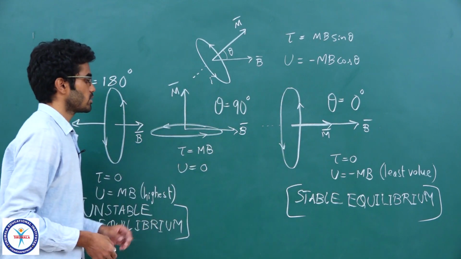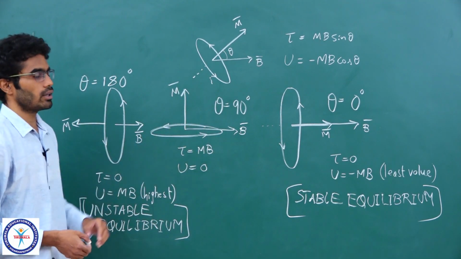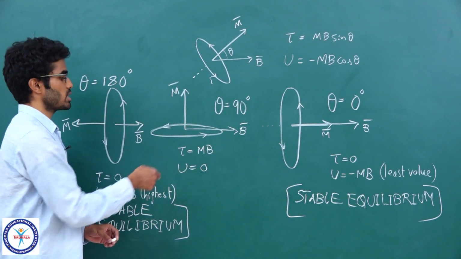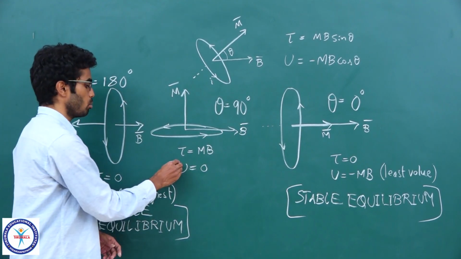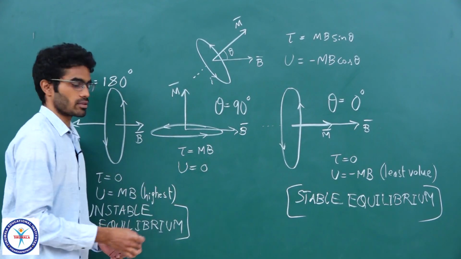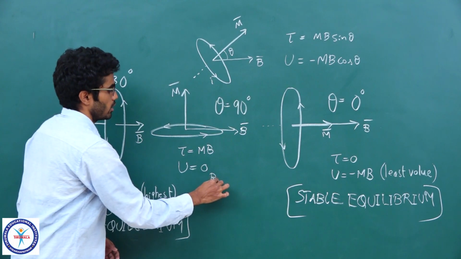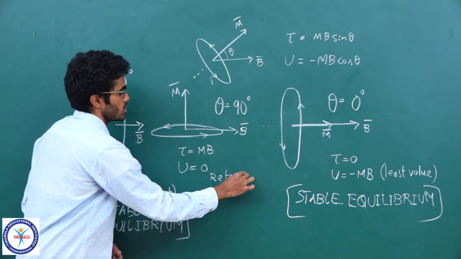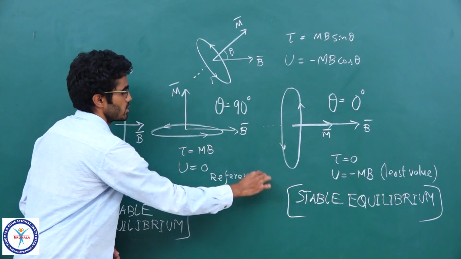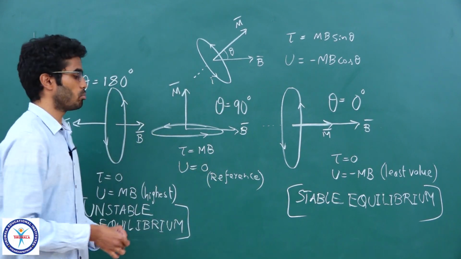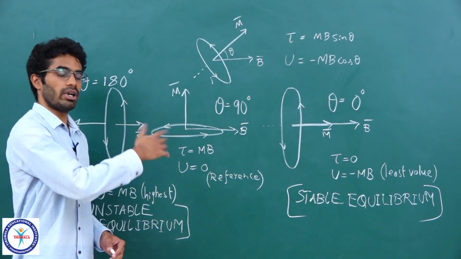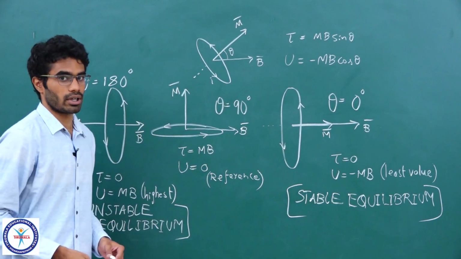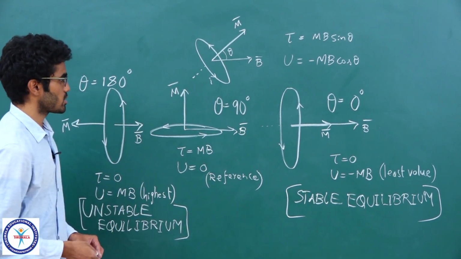For 90 degrees, the torque will be mb and the potential energy will be 0. This is 0 because we have taken it as a reference. You should remember this. It is 0 because we have considered it to be 0. This is our reference. Compared to this configuration, we will define the potential energy for any other configuration.